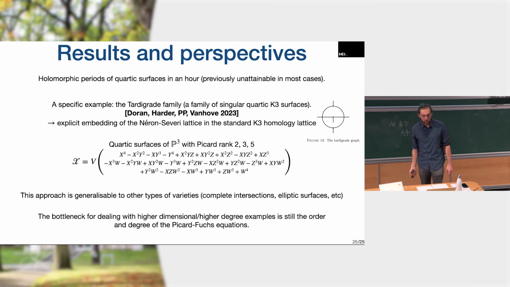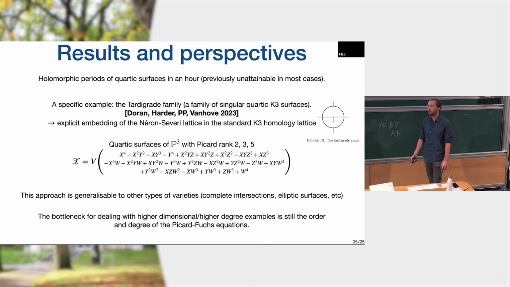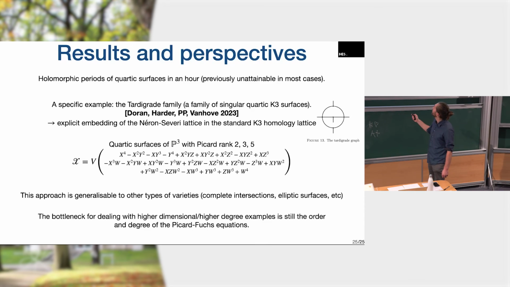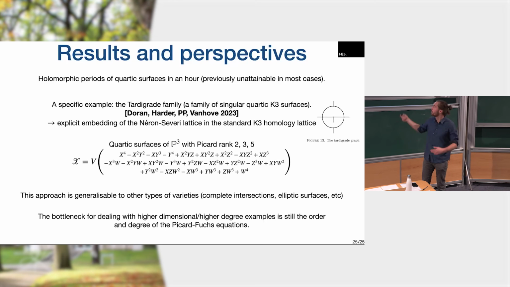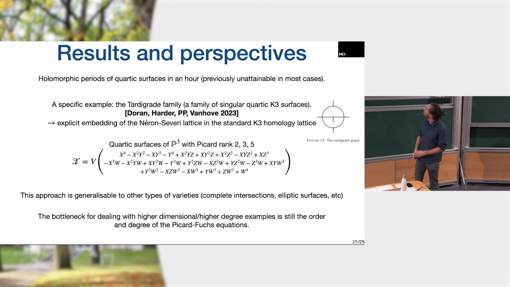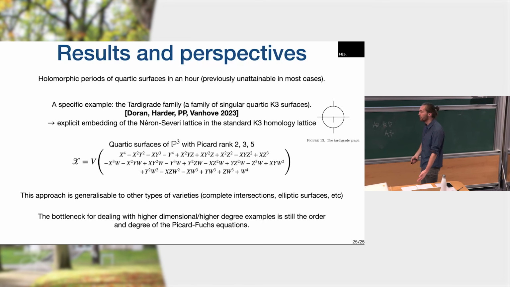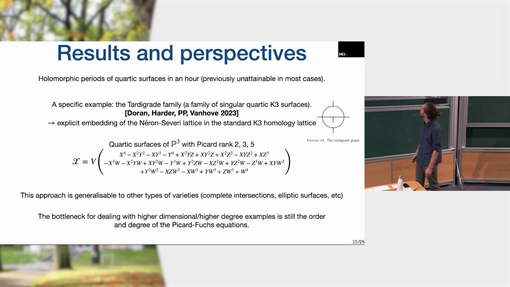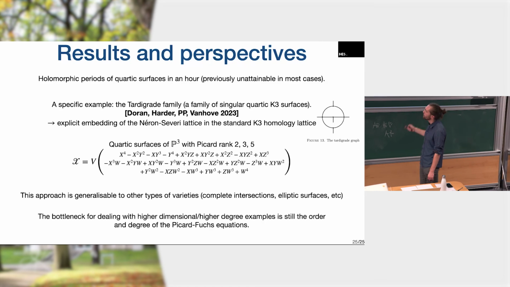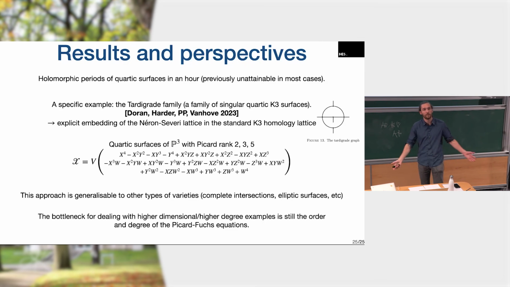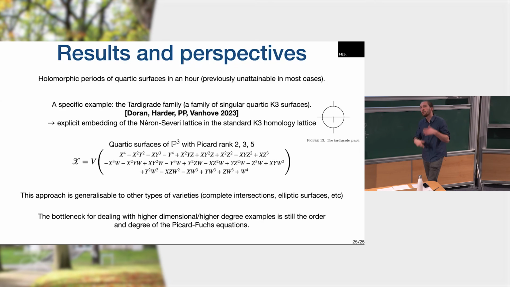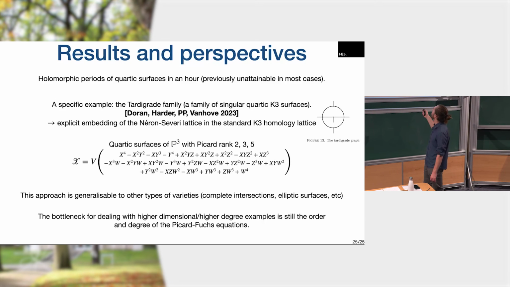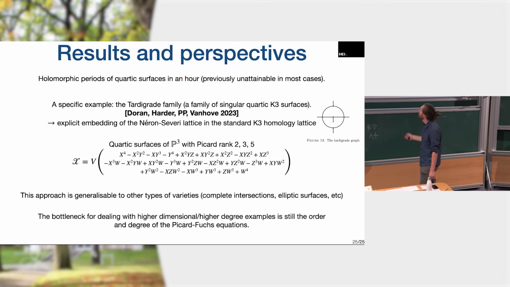We were able to apply this to a specific example coming from physics, namely the tardigrade family, which corresponds to this Feynman graph, and the varieties associated to it are singular quartic K3 surfaces. Doing this, we can recover the generic Picard rank of this family, and an embedding of this Picard rank into the standard K3 homology lattice.